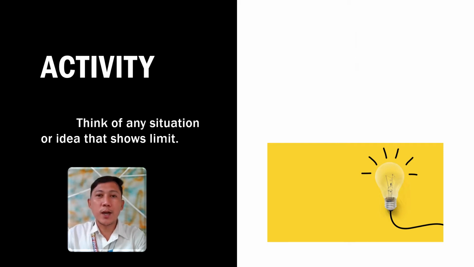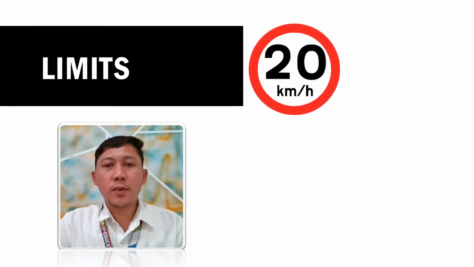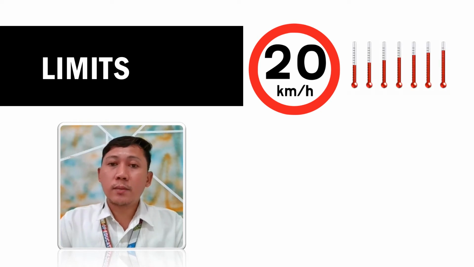Okay, so the time is up. Let us check if your idea is similar to my idea. The first example is the 20 km per hour speed limit. This road sign is usually found on the road fronting school to avoid road accidents on the crossing pedestrian, especially you learners. The second example is the temperature.